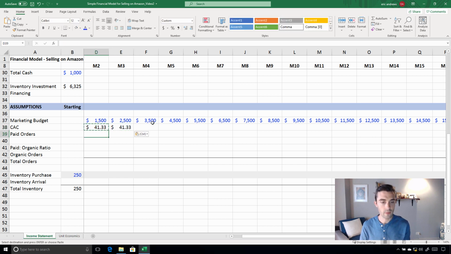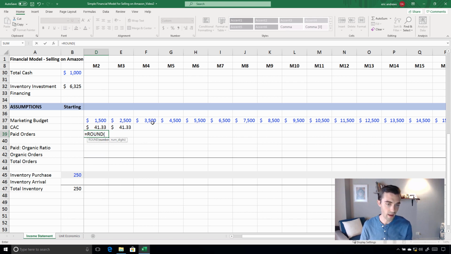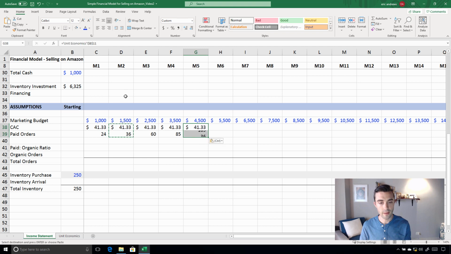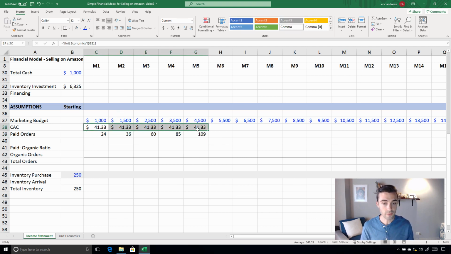And so how do we figure out how many paid orders? They're called paid because they come from paid acquisition. I hit equals round, because I want a whole number. It's not a decimal because it's an order. I take the 1,500 in marketing and divide it by the per order marketing cost. So that gets us 36 orders. So if I spend $1,500 and it costs $41 to get one order, I get 36 orders. Simple as that, nothing too crazy. And so this now will tell me how many paid orders I can get.